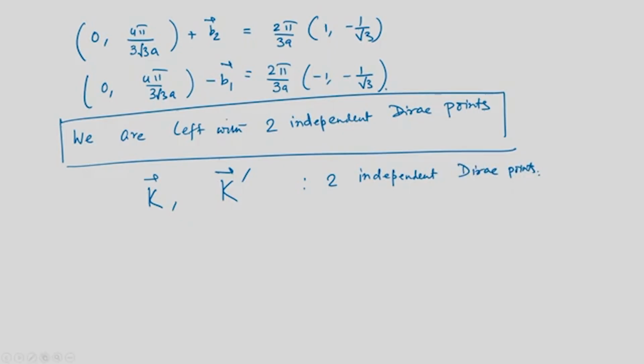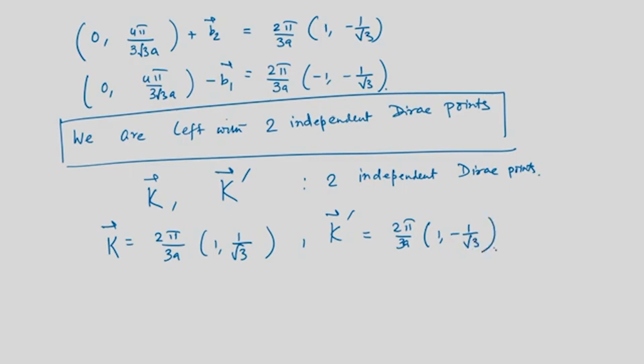And they can be anything, but what is usually done is that you write K as 2 pi by 3 a (1, 1 by root 3) and K prime is equal to 2 pi by 3 a (1, minus 1 by root 3). Okay. So, these are the usual choices, but it does not matter, you can have other choices as well. You can work with any 2 of them, the other 4 become dependent on these 2, and they are also referred to as valleys, as I told.